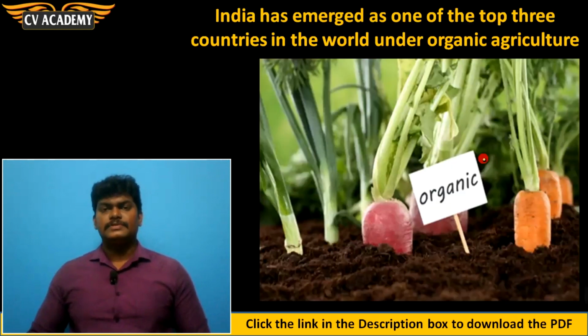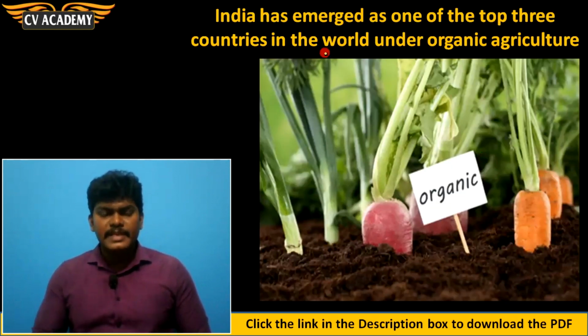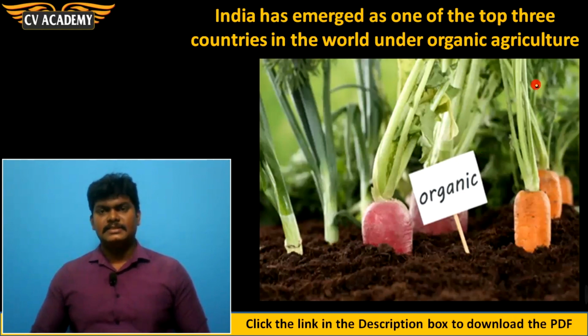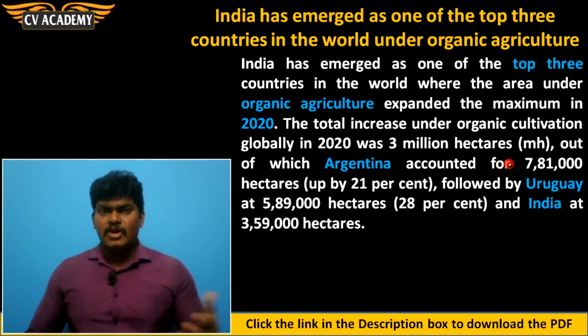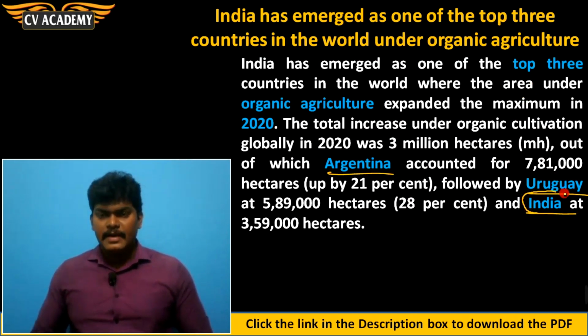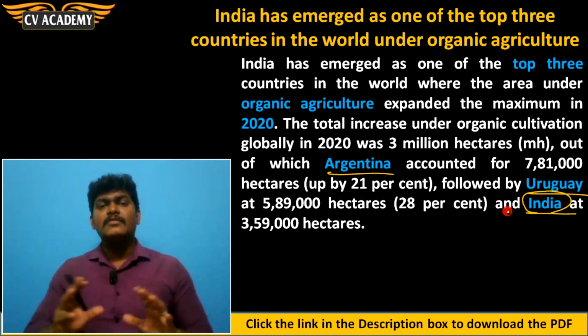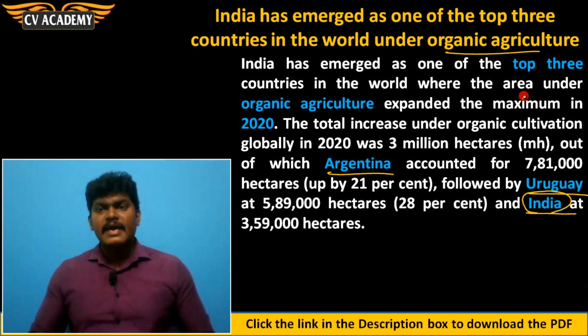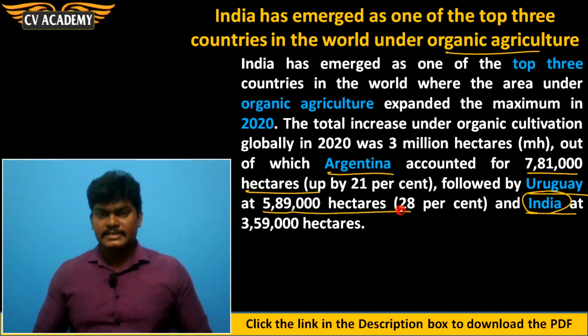Then 43rd news. India has emerged as one of the top 3 countries in the world under organic agriculture. Yes. Actually, the top country is Argentina. Second is Uruguay. Third place is given to India because these countries have allocated more land for organic agriculture. Argentina has given around 7,81,000 hectares for organic agriculture. Uruguay has given around 5,89,000 hectares. India has also given 3,59,000 hectares.